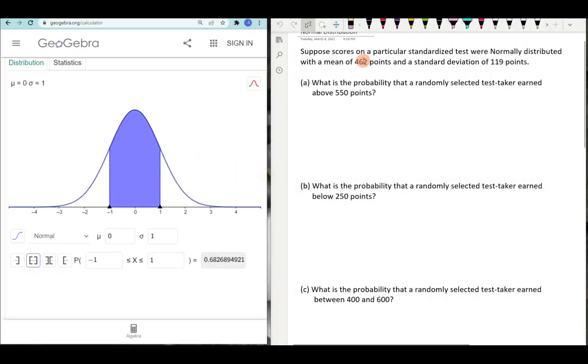Let's suppose scores on a particular standardized test were normally distributed with a mean of 462 points and a standard deviation of 119 points. Note that we're specifying it's normally distributed. This tells us that indeed I'm looking at the right curve and I should have normal selected as my probability distribution function. Alright, what is the probability that a randomly selected test taker earned above 550 points?